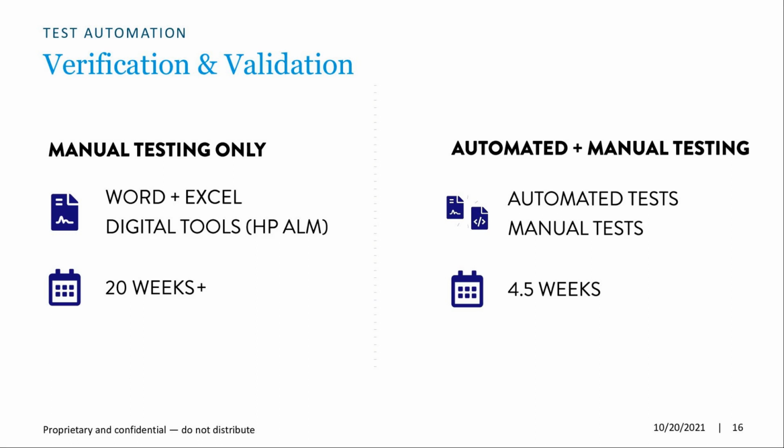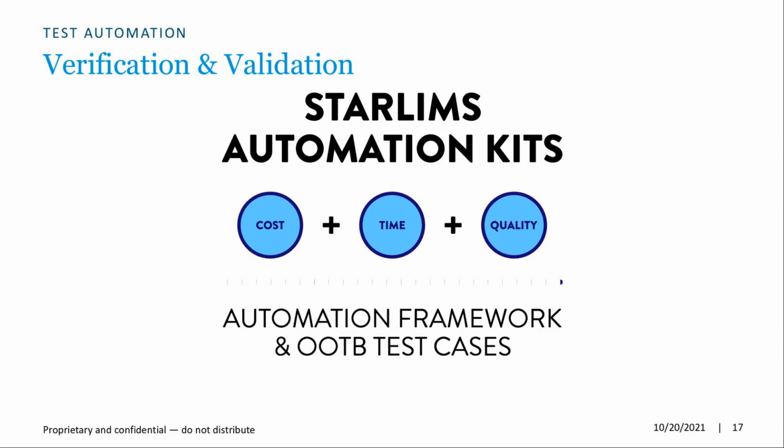So with all these things said, what we decided to do is we made some automation test cases, which meant we made a framework that allows us to make automation test cases. And then we decided we should take that framework and make it available to our customers so that they can also use it to make test cases. And so we have what we call our STARLIMS automation kits, which include our framework for building test cases. And we also include the test cases that we developed for the out-of-the-box product, so that you can get the same test cases that I use to verify that the product itself is working as intended.